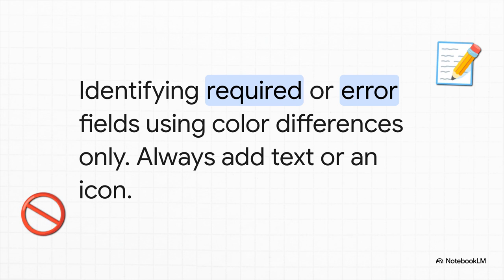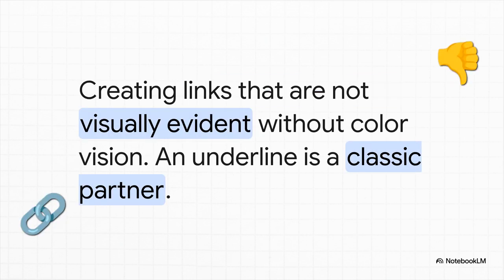The fix? Give that red border a partner. Add an error icon. Add some text that explains what needs to be fixed. Simple. And here's our old friend again, the lonely link. If the only thing that makes the link look different from the text around it is its color, it's a failure. That underline or some other non-color cue isn't just nice to have, it's absolutely essential.